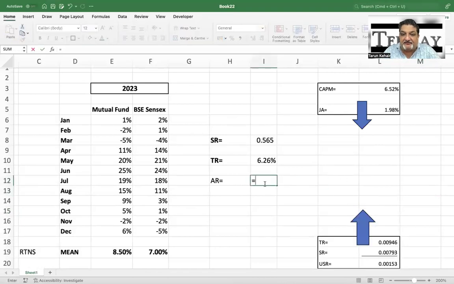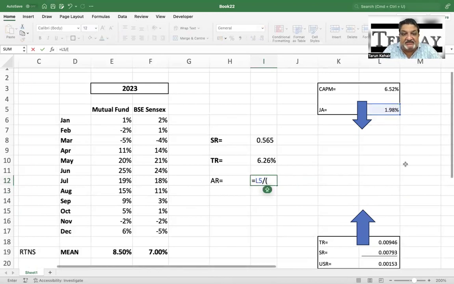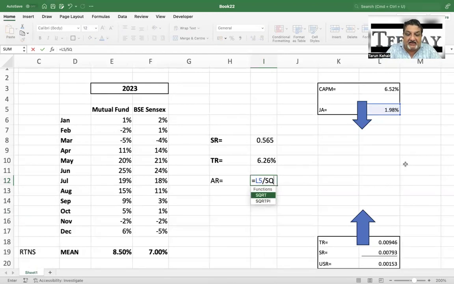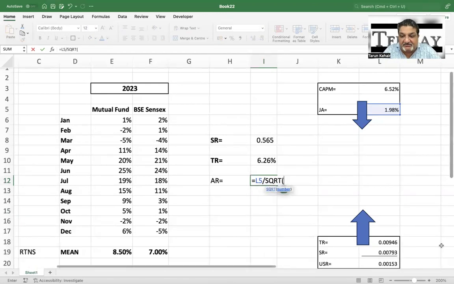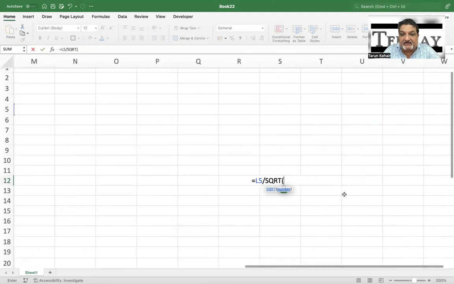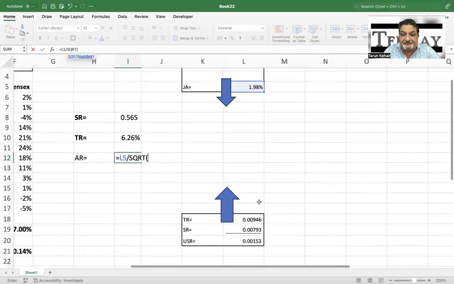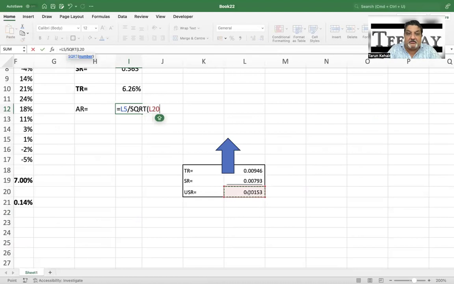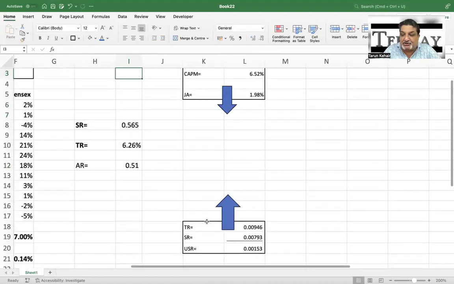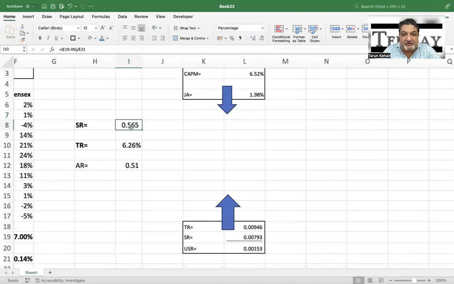So we are now ready to find out the appraisal ratio, which is nothing but Jensen's alpha divided by unsystematic risk. इसके लिए हमें square root लेना पड़ेगा, because वो square terms पे, so we'll take the square root of the unsystematic risk, and we will get the appraisal ratio of 0.51. Now, if you look at these numbers carefully, right, what are you seeing?